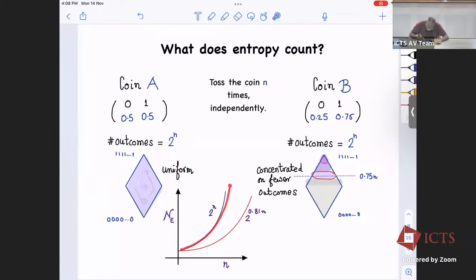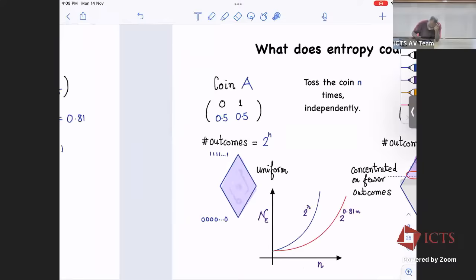Whereas in the biased case, you know that there is going to be concentration on strings which have about 0.75n ones. If you toss many, many coins, and each coin comes up heads with probability 0.75, roughly 75% of the coin tosses will result in a 1. In which case, you have only a fewer number of strings. And if you ask how many essential possibilities you have, it turns out to be 2 to the 0.81n. And this 0.81 is the entropy that I had on the previous slide.